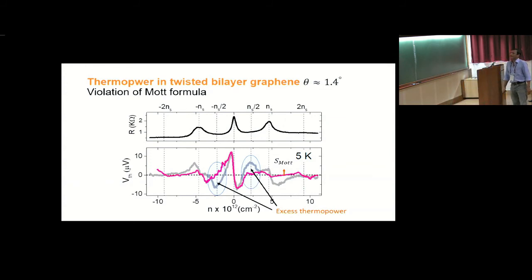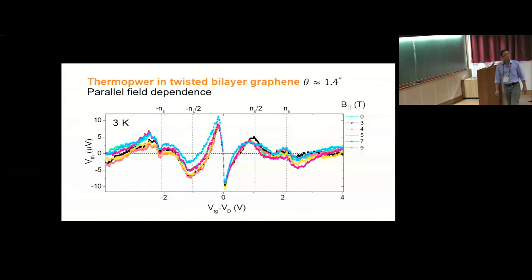A couple of slides on magnetic field. So we did this experiment now in magnetic field. In parallel magnetic field, there is absolutely no effect, or at least nothing of significant nature that I would be very excited by. So you can see at 9 Tesla or so, there is a slight marginal decrease, although I'm not sure whether this is because of the way we normalize the data. But overall, parallel magnetic field doesn't seem to be affecting this violation of Mott formula in our devices.